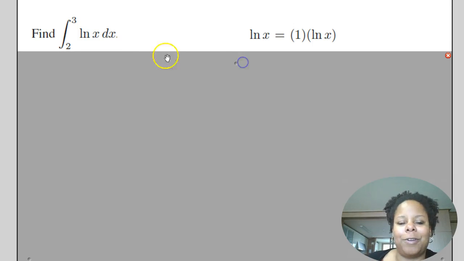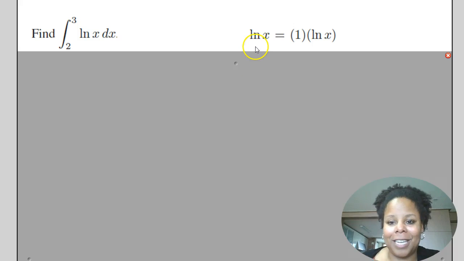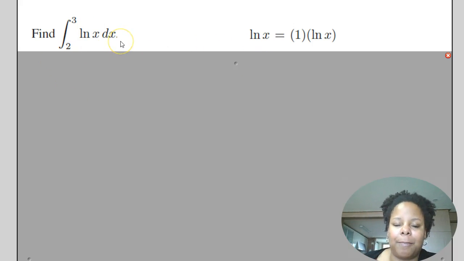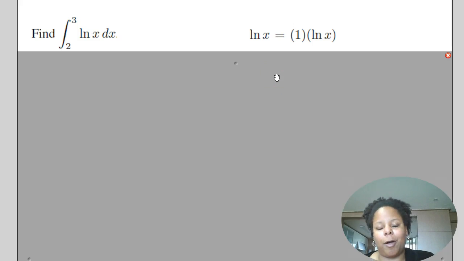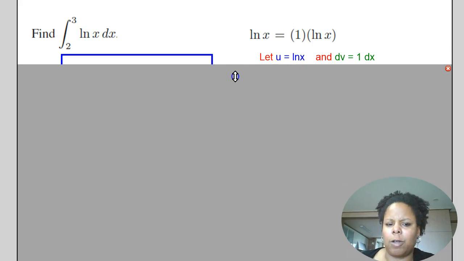So in this case, I want to evaluate the definite integral from 2 to 3 of natural log of x. Well, it's not an elementary integral, so we don't have the antiderivative of natural log of x. But what we can do is to use integration by parts. Here's a trick. Natural log of x can be represented as 1 times natural log of x. So I'm going to let u be equal to natural log of x and let dv be equal to 1 times dx.